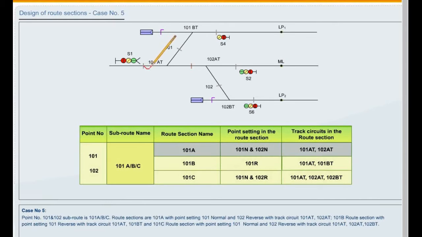Route sections are 101A with point setting 101 normal and 102 reverse with track circuit 101AT, 102AT. B route section with point setting 101 reverse with track circuit 101AT, 101BT. And C route section with point setting 101 normal and 102 reverse with track circuit 101AT, 102AT, 102BT.